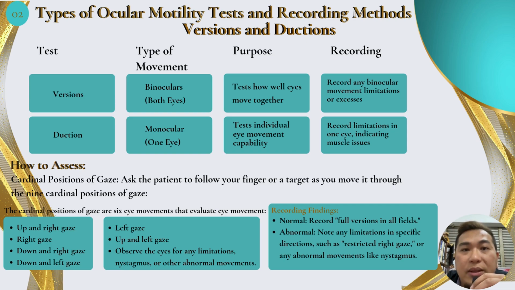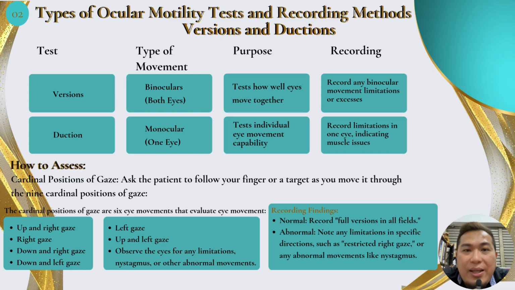To perform this assessment, I ask the patient to follow my finger or another target as I guide it through 9 specific gaze positions: right gaze, left gaze, upward gaze, downward gaze, as well as 4 diagonal positions: up and right, up and left, down and right, and down and left. Each of these positions tests different muscle functions and helps us observe the eye's ability to move in the various directions.